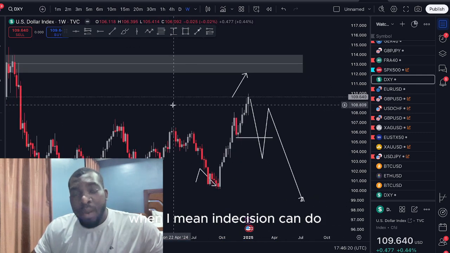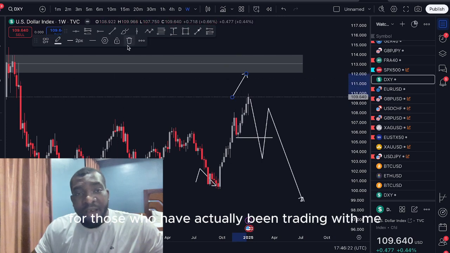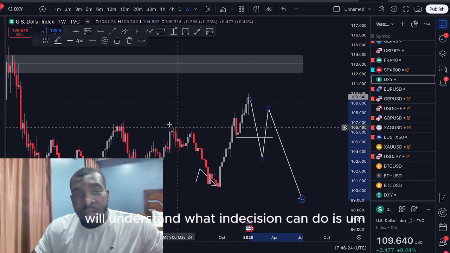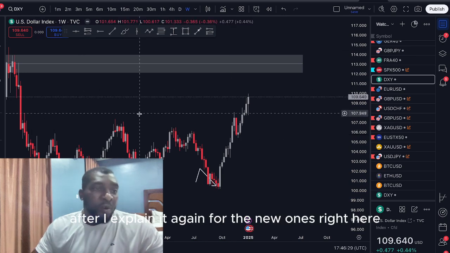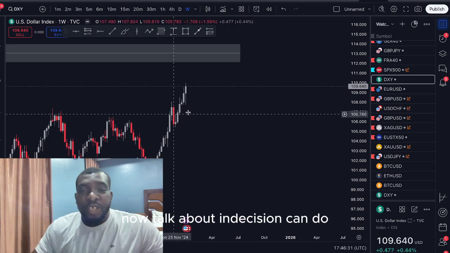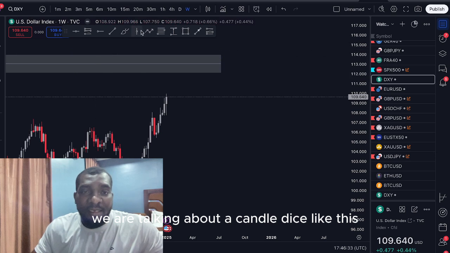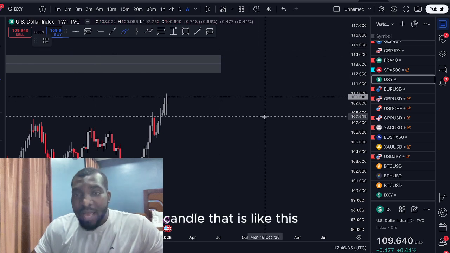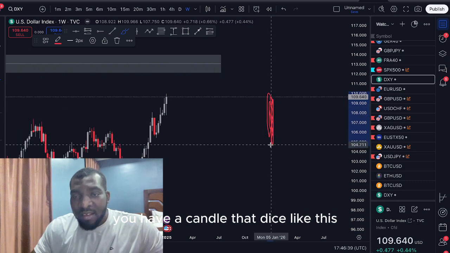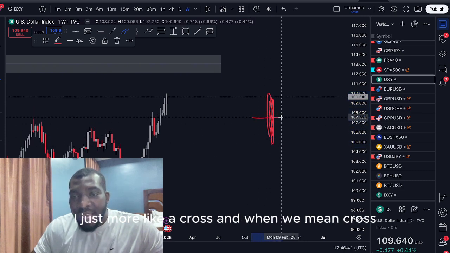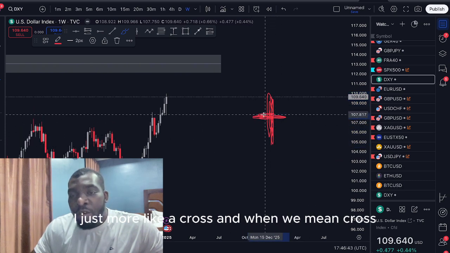When I say indecision candle, those who have been trading with me will understand what an indecision candle is, but I'll have to explain it again for the new ones. When we talk about an indecision candle, we are talking about a candle that is like this. A candle that is like this. You have a candle that is like this, and it's more like a cross. And when we say cross, what do we mean?